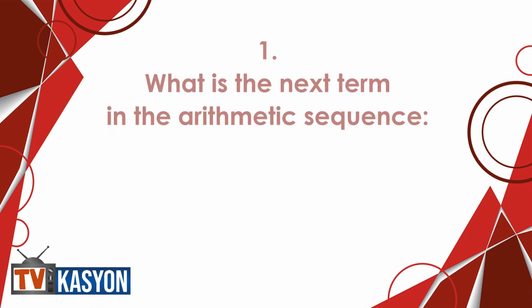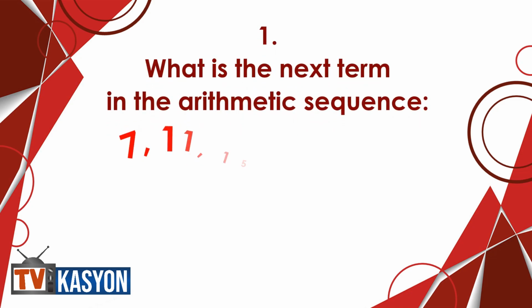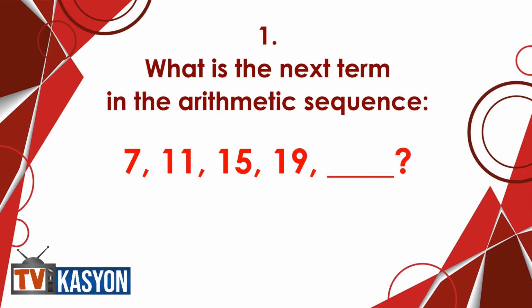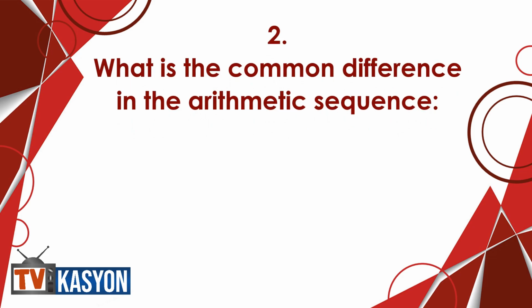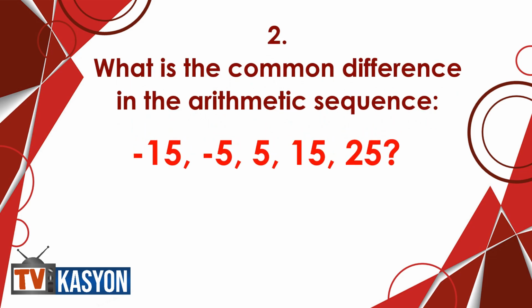Number 1. What is the next term in the arithmetic sequence 7, 11, 15, 19? The next term would be 23. Why? Because if you notice, each term after the other increases by 4. Number 2. What is the common difference in the arithmetic sequence -15, -5, 5, 15, 25? The common difference of the given sequence is 10. Remember that we can obtain the common difference by subtracting the preceding term from its succeeding term.